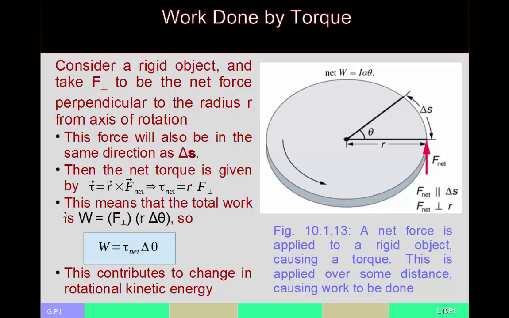Hence, the effective net force is going to be in the same direction as this displacement. So the torque, therefore, which is given by r cross F, is just going to be r times the perpendicular force. So this perpendicular force is always parallel to delta s. It's always perpendicular to r. Therefore, the net torque is always r times F. And if you want to find the work, it's got to be whatever this perpendicular force is times r delta theta. r times F perpendicular gives you the torque. And so the work must be the torque times the angle through which you pass while applying that torque. And this basically is going to contribute to the change in the rotational kinetic energy.